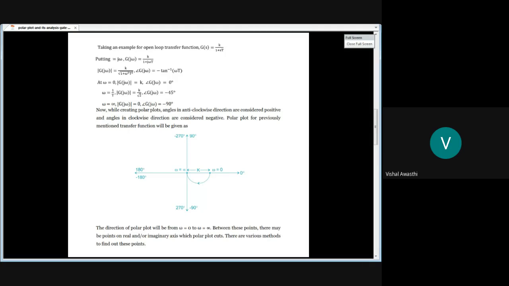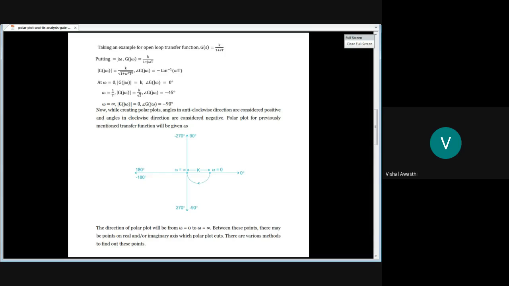In a similar manner, when omega is equal to infinity, the angle is minus 90 degrees and the magnitude is 0. It means that the point is at the origin itself, because you measure the distance from the origin and the magnitude is coming as 0.